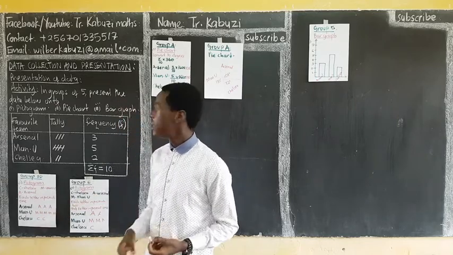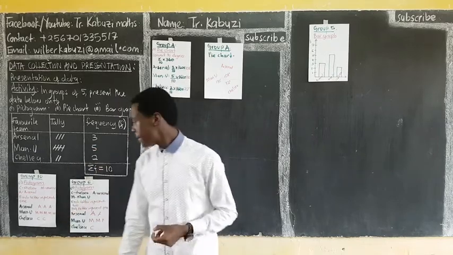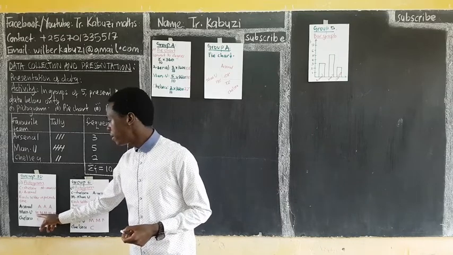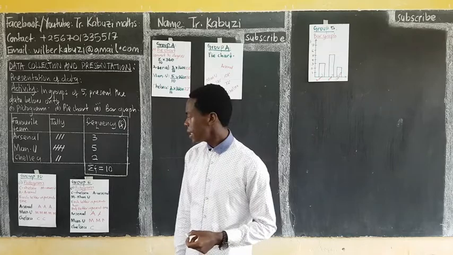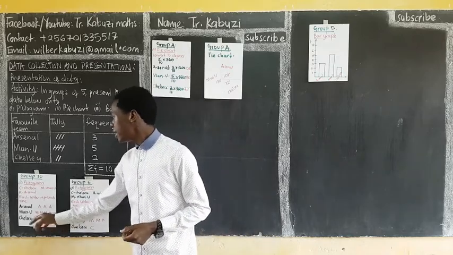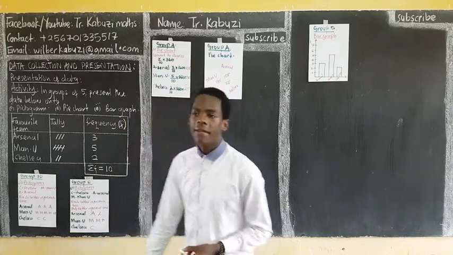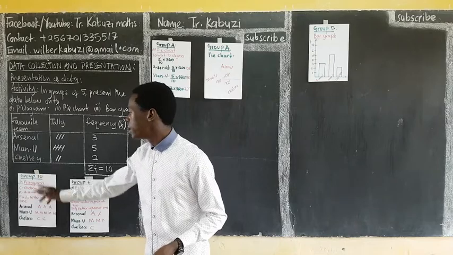Because each letter is representing 1. Because there were 3, that's why they have this. Then Manu, for them they are 5, that's why they have 5 M's. 1, 2, 3, 4, 5 M's. Then C, you see, they are having 2. That's why in Chelsea they have this. Okay, so that was the idea from group 10.